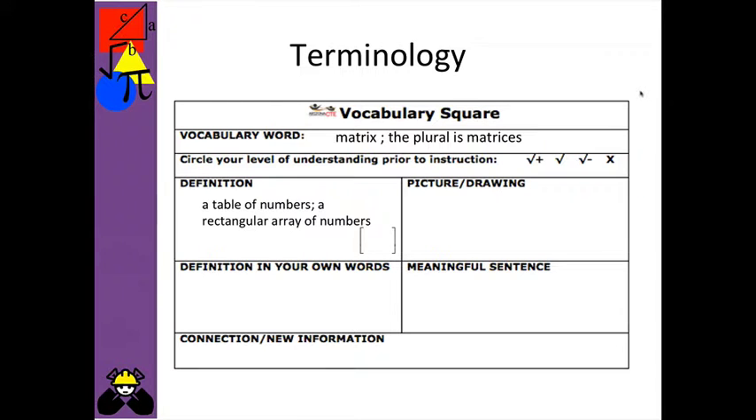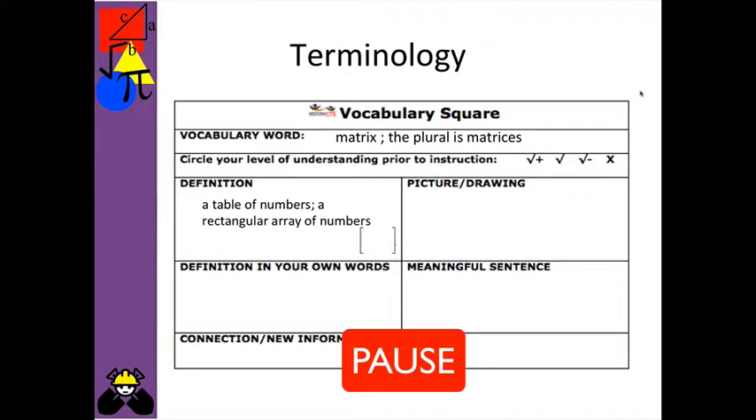And here we go. All right, the vocabulary word today is matrices. So what I need you to do is draw a picture, define it in your own words, and write a meaningful sentence. The definition, it's a table of numbers. It's a rectangular array of numbers. And that symbol, the 2 brackets, are the symbol for a matrix. Fill in the connection or new information, or you may fill this in as we go through the lesson.